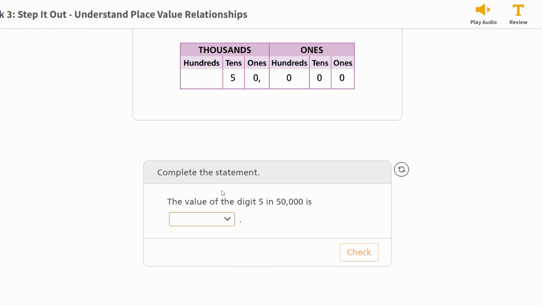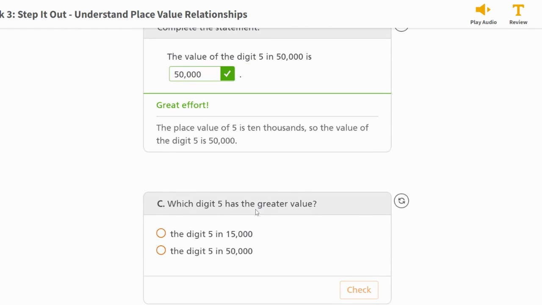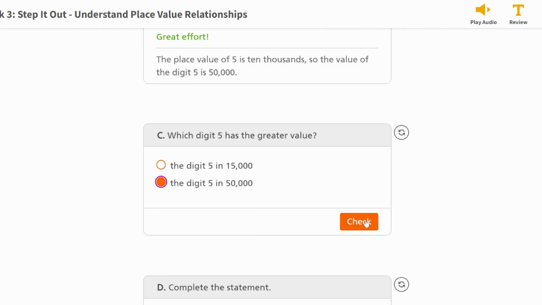So this 5 is really worth, is it worth 50,000, 5,000, or 500? This is in the 10,000s place, so this is worth 50,000. So which 5 has the greater value? Is the 5 in 15,000 worth more or the 5 in 50,000? Well, it's the 5 in 50,000, right? We know that it's worth more because it's in a higher place.